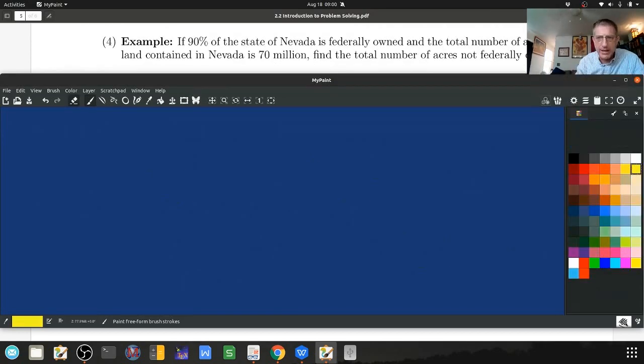So let's look at example 4. If 90% of the state of Nevada is federally owned, and the total number of acres of land contained in Nevada is 70 million, find the total number of acres not federally owned. So our unknown is given to us immediately, and we'll let our unknown be x. X is equal to the number of acres not federally owned.